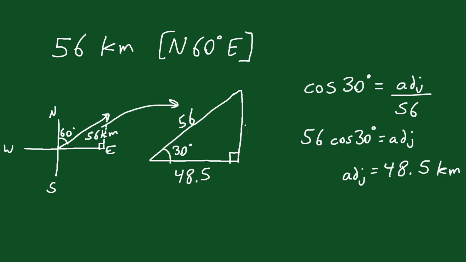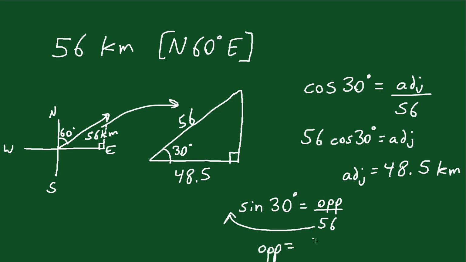Okay, so I can even label that over here, 48.5. Now, what about the y direction? That's your opposite side, right? Remember, sine of your reference angle, 30 degrees, will equal the opposite side over the hypotenuse of 56. Multiply the 56 up here, calculate that. I'm not going to show all the steps like I did here, but for your opposite side, you should get as an answer 28 kilometers. So I'll put a 28 right there. So now we know what our x and y coordinates are.